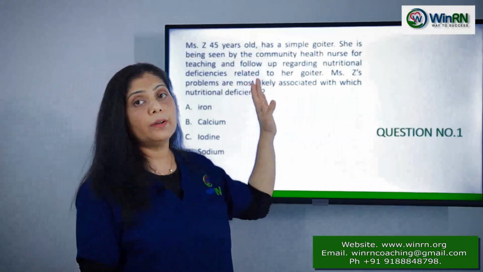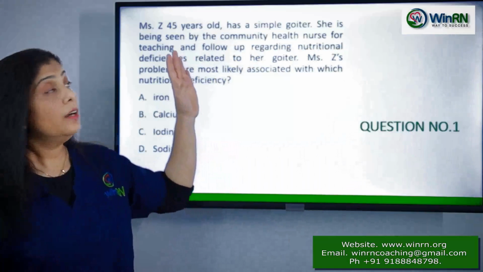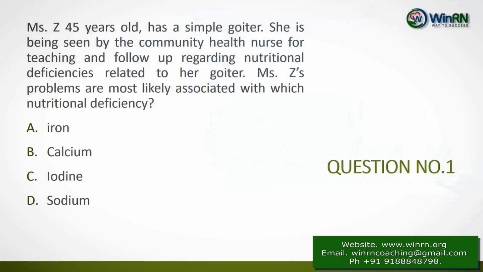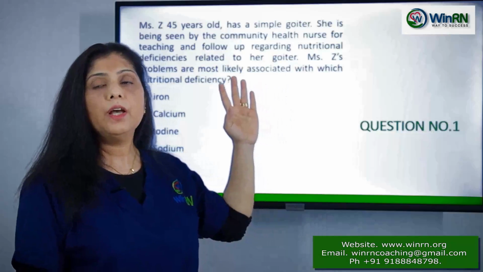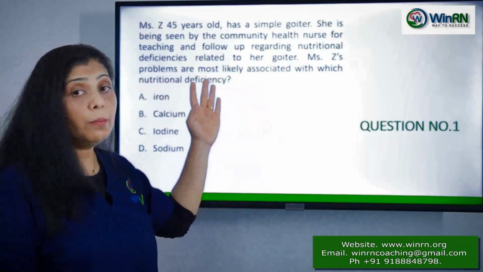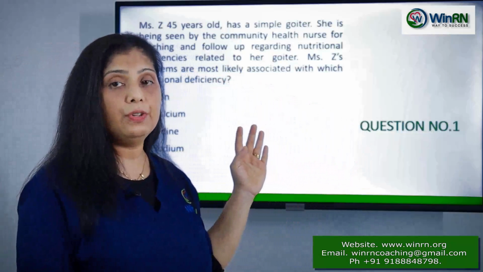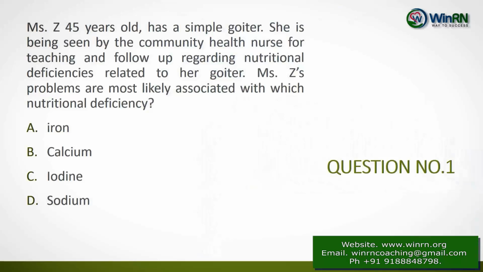Question number 1. Miss Z, a 45-year-old, has a simple goiter. She is being seen by the community health nurse for teaching and follow-up regarding nutritional deficiencies related to her goiter. Miss Z's problems are most likely associated with which of the nutritional deficiency? Options are option A iron, option B calcium, option C iodine, and option D sodium.